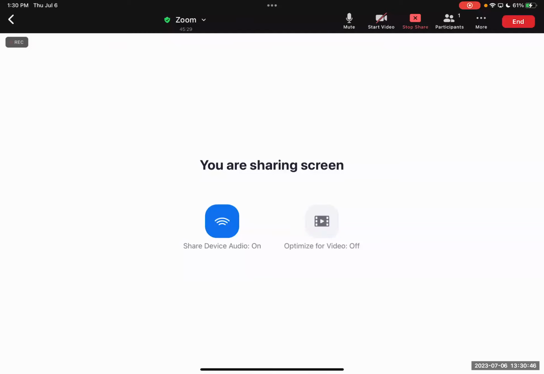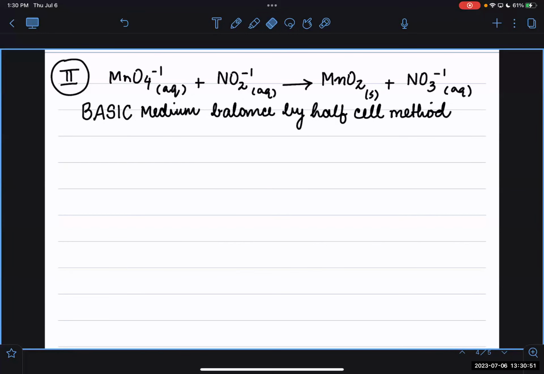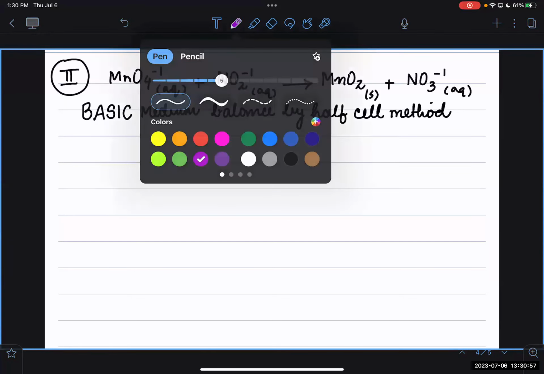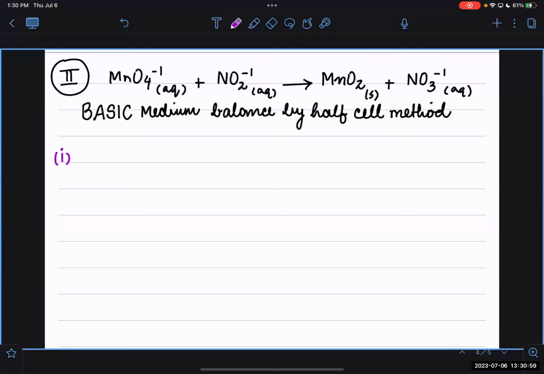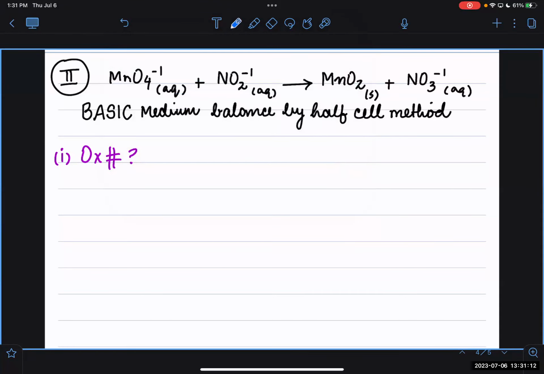Okay, recording now. So we will balance this equation by the half cell method in the basic medium. So the first step always is to find the oxidation numbers. We have the oxidation number for oxygen is known, but the oxidation number for nitrogen and manganese can be tricky because they can give you more than one type of charges.